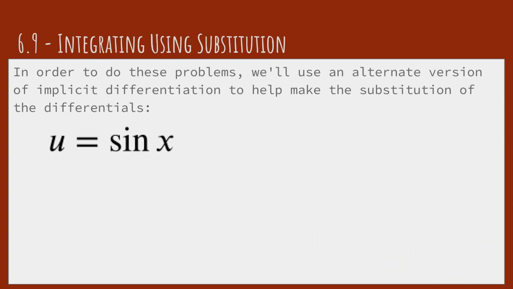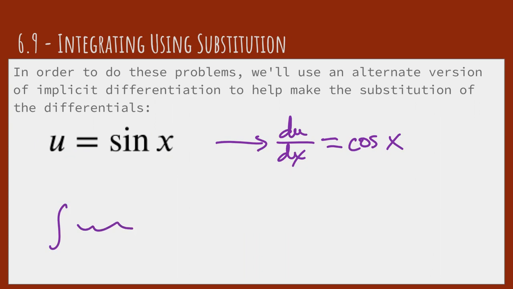Before I get into the process of substitution, I want to talk about a way that we're going to take derivatives. Normally with a function like u equals sine of x, if we're going to take the derivative, we would say du/dx. So the derivative of u with respect to x is going to be cosine of x. For the purpose of substitution, keep in mind that our integrals are going to be the integral of something with respect to x or with respect to u.